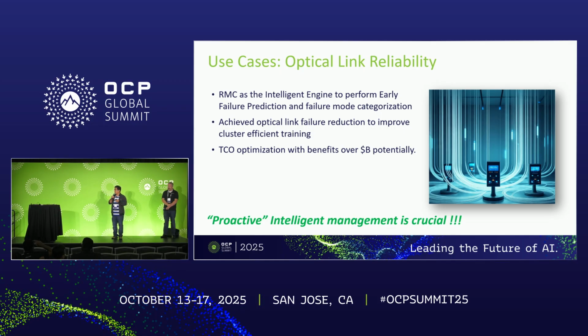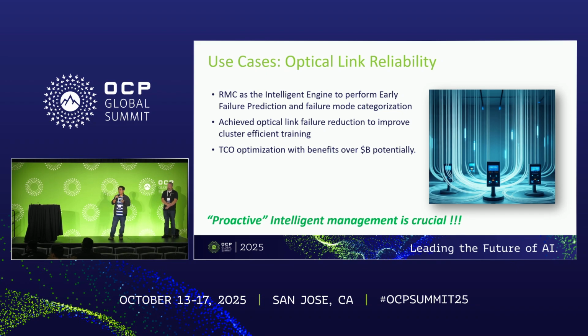Just a little bit of sharing on a use case. Yesterday I presented on the AI and machine learning track, introducing the experience of how to enhance optical link reliability by a proactive approach using machine learning. The experience is that we position RMC as a sweet spot, as an intelligent engine to perform early failure detection and prediction for optical link reliability. The results are pretty good.